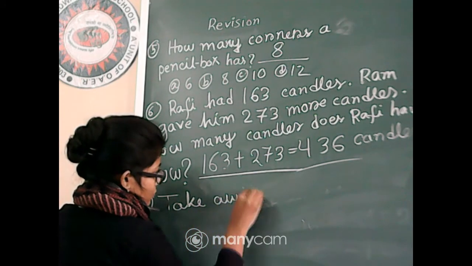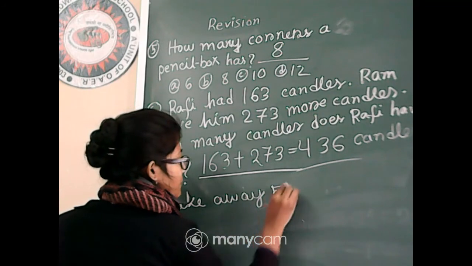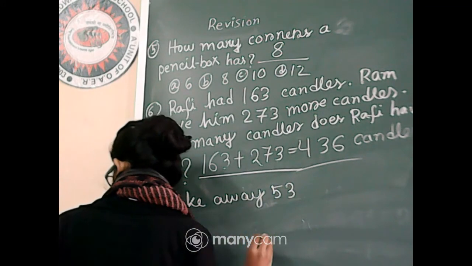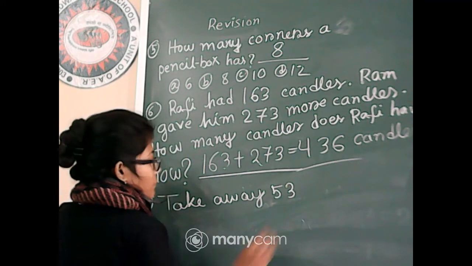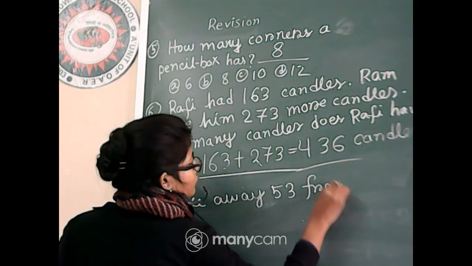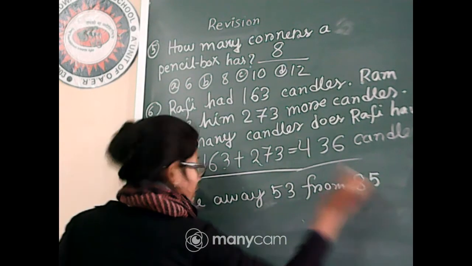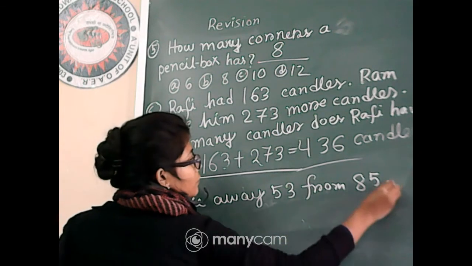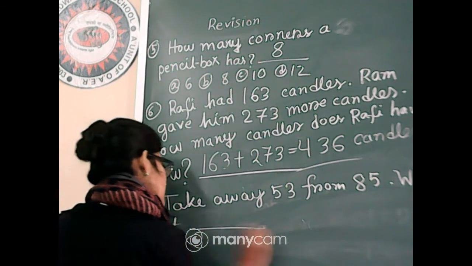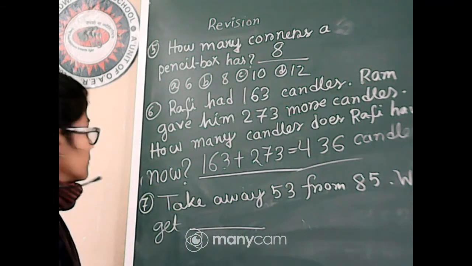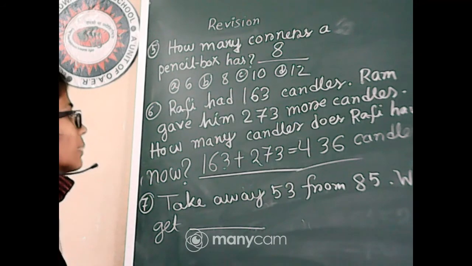Take away 53 from 85. We get dash. How much will we get? Take away 53 from 85. We get dash. 32.